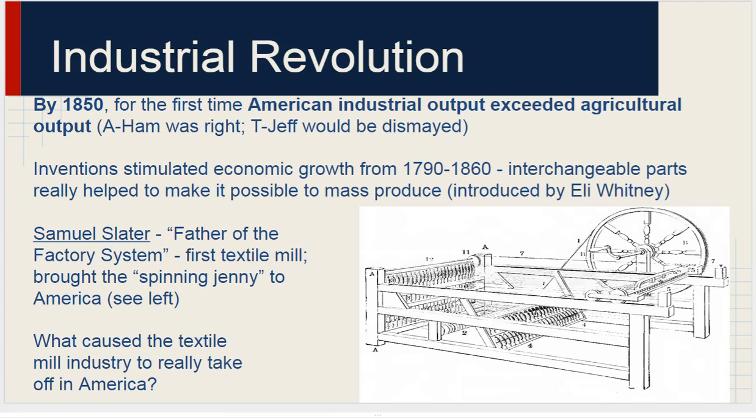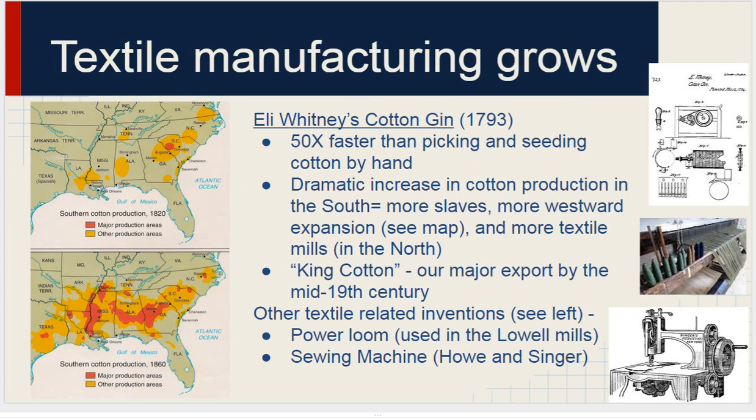So what really caused the textile mill industry to take off in America is the question. Well, there's a lot of things going on. And one of the biggest is another product, and that would be Eli Whitney's cotton gin of 1793. Whitney's cotton gin was 50 times faster than picking and seeding cotton by hand. And as a result of that, cotton became more profitable.